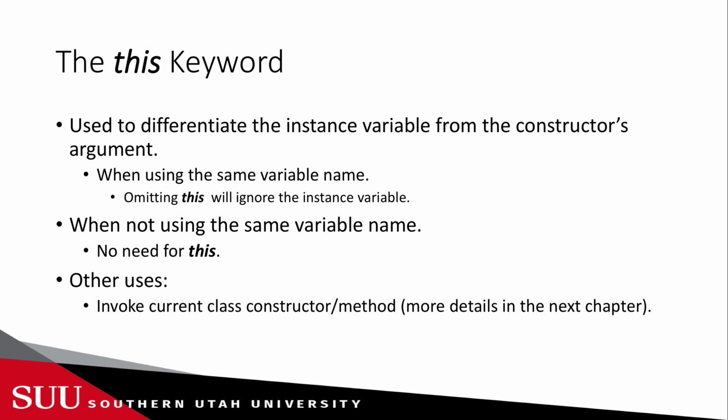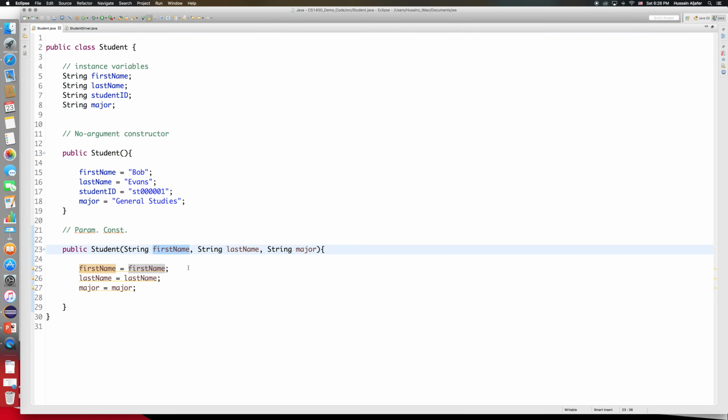We will see more details in the next chapter when we talk about inheritance, because we will be able to call different things from different classes. But for right now, what we need to emphasize is that the use of the this keyword is to emphasize the instance variable. So let's go back to Eclipse and see how we can use it.